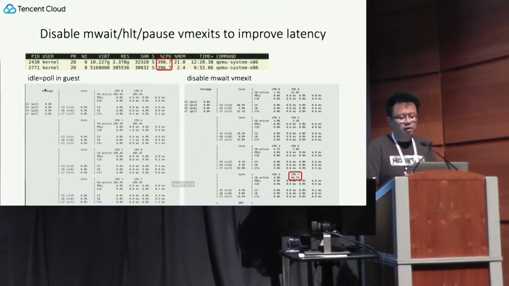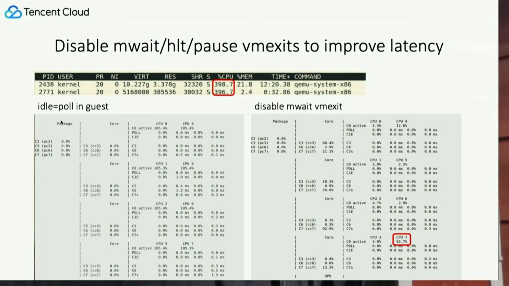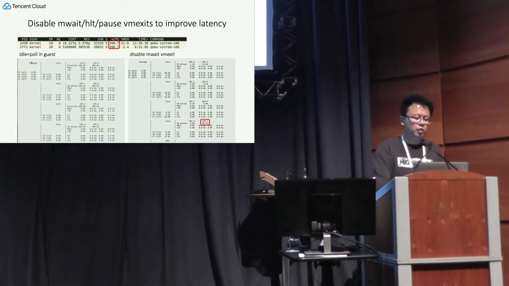Let's see why. In the next slides, we can observe that in the top command, both idle=poll and disabling mwait cause top to show 100% CPU occupation. But when I use the powertop tool, for idle=poll in the guest, we can see almost all the logical CPUs enter C0. But for disabling mwait vmexits, just the thread which runs the UnixBench is in C0. For the core-scope C state, we can see most of the time they are in C3 or C7. They are in a deeper C state, which means the single UnixBench thread can get a turbo boost.